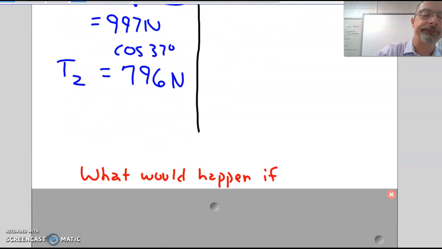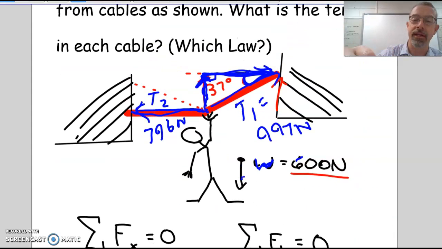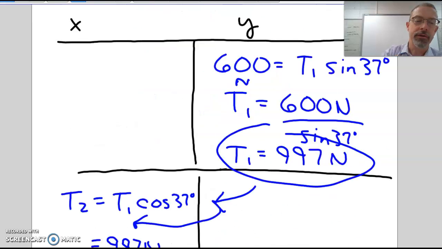What would happen to this situation if the horizontal cable were moved higher? Let's say I rearrange this and now set this cable so that it's hooked up this way. What would happen to the system? Well, two things. One is now this is also contributing a positive y component to the force. And so that's going to cause a decrease in the tension in this cable because it does not need to provide that whole 600 newtons of force, and it's going to cause an increase in the tension over here. So there are some repercussions of that.